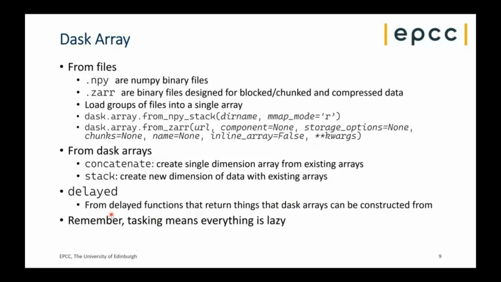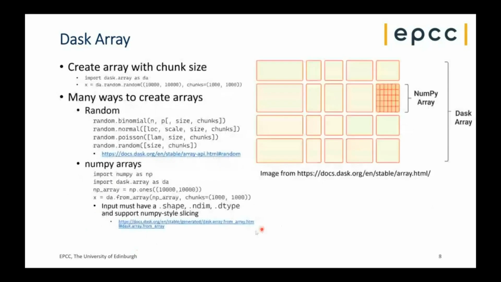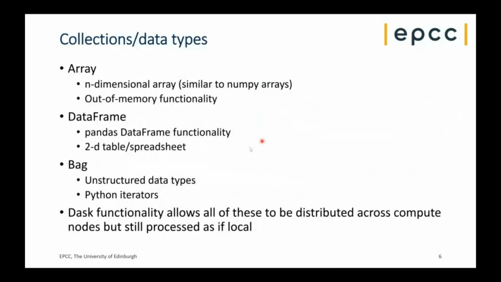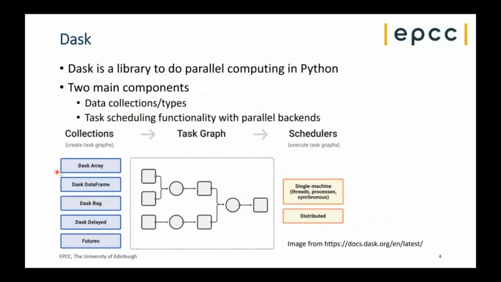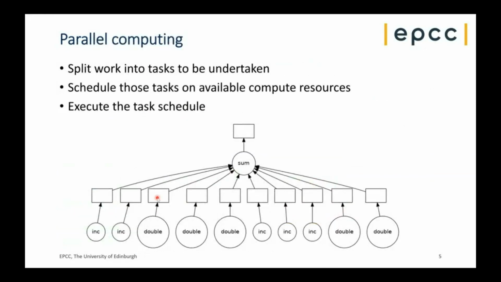Now, I've got a reminder here saying, remember, tasking means everything's lazy, but that doesn't actually mean anything at the moment because I have not mentioned it. But what Dask does is you tell it you want a Dask array, you give it the Dask array, and when you run your program, it goes through and constructs the task graph, which looks like this, and works out where all the Dask array parts need to be, when they'll be updated, etc., etc. But actually what Dask does is it constructs this whole task graph first, and then it only runs it when you actually want the data.